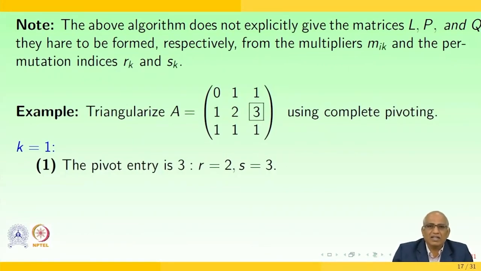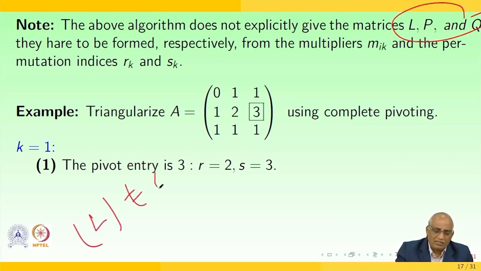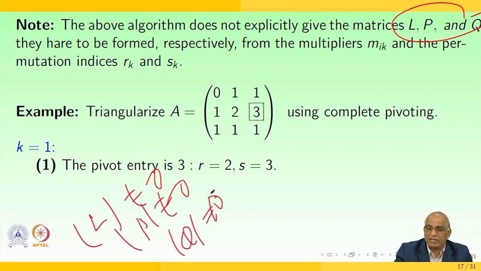Note that the above algorithm does not explicitly give the matrices L, P, and Q, where L is a non-singular matrix, P is also a non-singular matrix, and Q is also a non-singular matrix. But we can form the matrix L by using the multipliers. Similarly, the permutation matrices P and Q are formed from the indices of the rows and columns.